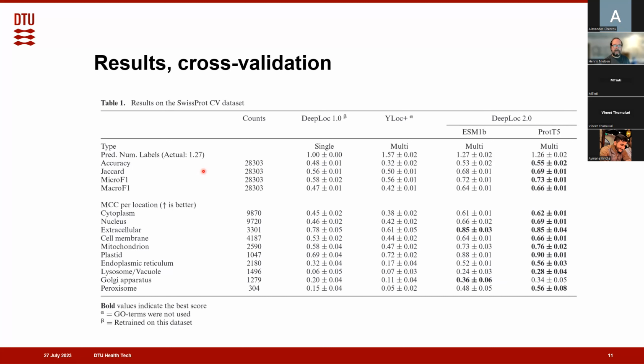And the top row here shows the predicted number of labels per sequence. DeepLoc1, being a single label predictor, always predicts one and only one category for each protein. YLoc has a tendency to over-predict multiple localization, so it predicts more than 1.5 locations per protein, where the actual number in the dataset is 1.27. And DeepLoc2, both modes are very close to the actual number.